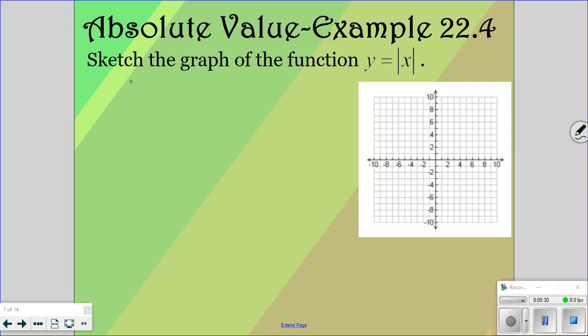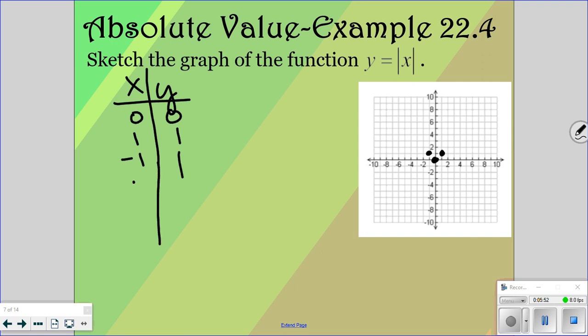So on these, I'm just going to do a chart, and I'm going to plug in 0, 1, and -1. The absolute value of 0 is 0. The absolute value of 1 is 1. The absolute value of -1 is 1. And so I'm going to graph those. 0, 0, then 1, 1, and -1, 1.